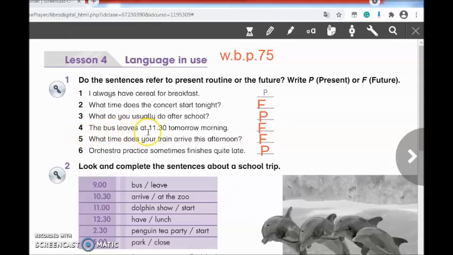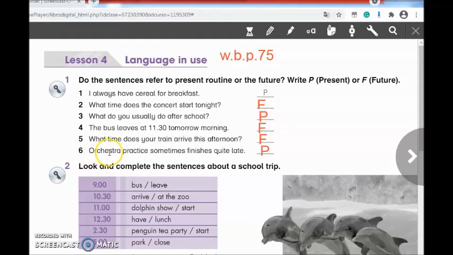Number 4. The bus leaves at 11:30 tomorrow morning. Good job, girls. This is a future sentence because we have here 11:30 tomorrow morning. It is a future tense. زمن في المستقبل. Number 5. What time does your train arrive this afternoon? ما هو الوقت الذي سيصل به القطار هذا المساء؟ Good job. It is a future. You will write F because afternoon, this afternoon شيء في المستقبل.